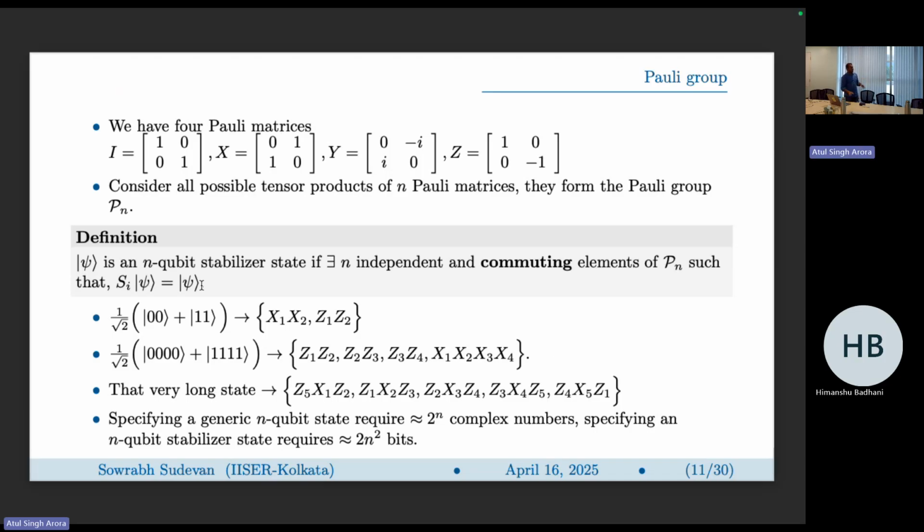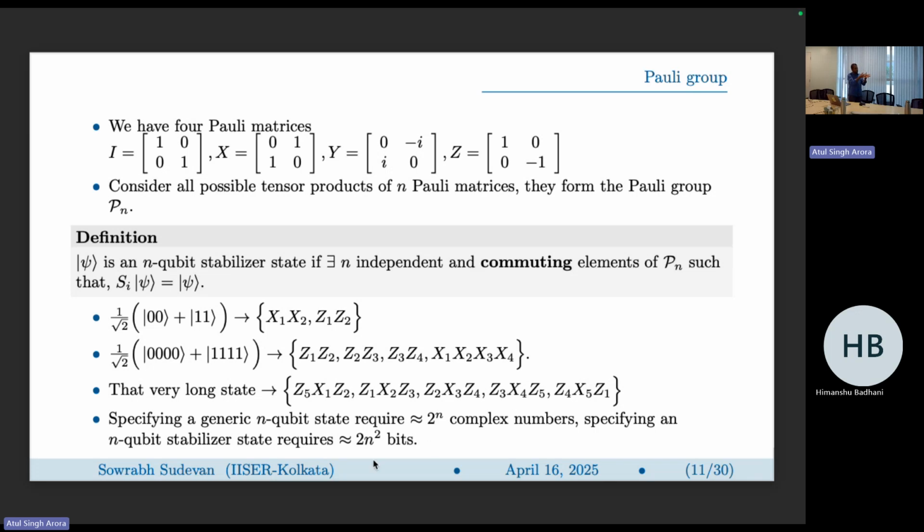To give an example, even this Bell state, 00 plus 11, you can think of it as the state stabilized by these 2 operators, x1 x2 and z1 z2. Action of these 2 operators will give you the same state. Similarly, this GHZ state can be given by these 4 operators. There are 4 qubits here, so you need 4 operators. And that very long state that we wrote again just takes 5 operators.